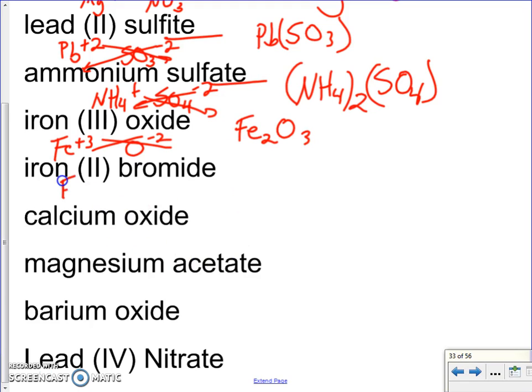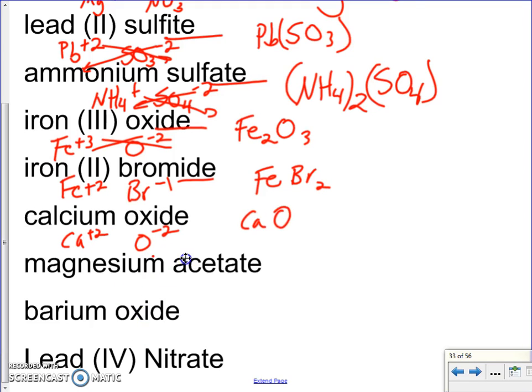Okay, again down here, iron 2 is iron plus 2. Bromide is bromine minus 1. And again, notice these are IDE, so that's why we're grabbing them off the periodic table instead of the polyatomic ion list. Cross and swap, and we get FeBr2. Okay, calcium oxide, Ca plus 2, O minus 2. Cross and swap, they cancel out, CaO.